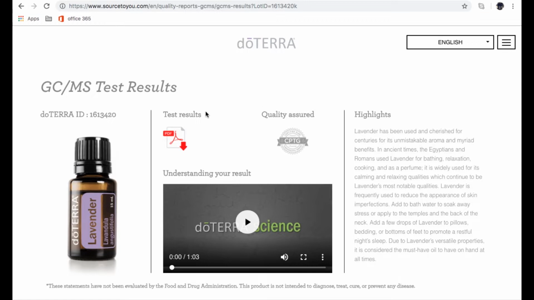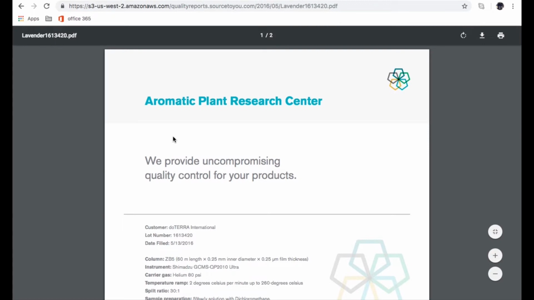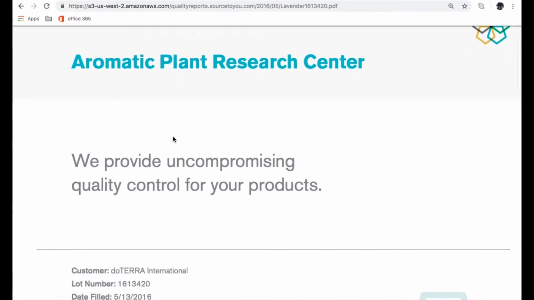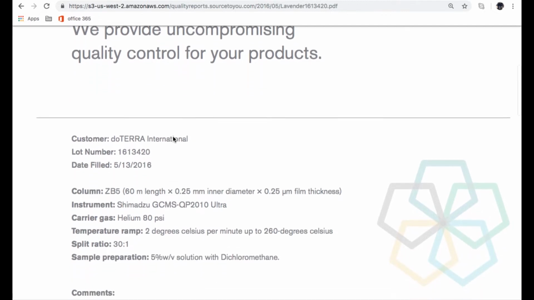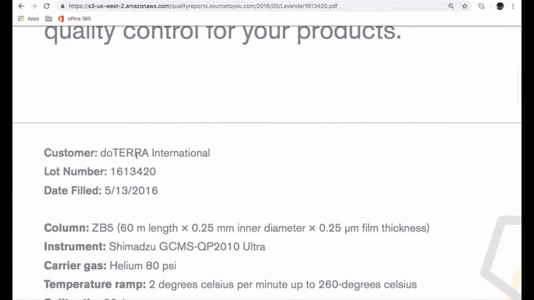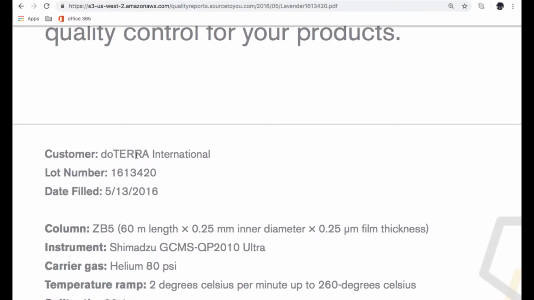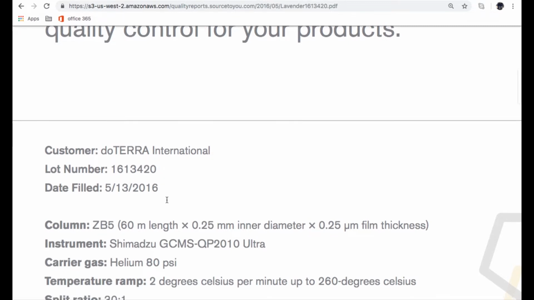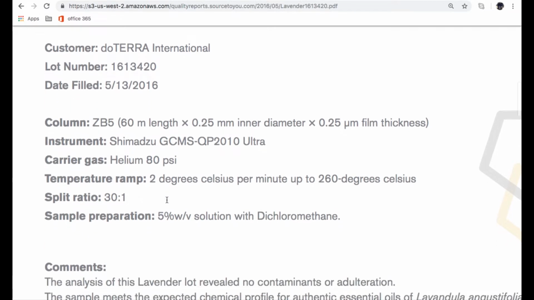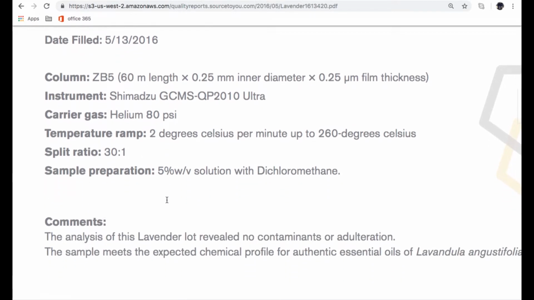When you're on there, you're going to see the benefits of essential oil of lavender, and then the test results. You'll click on test results, and it is the third-party company that doTERRA uses called Aromatic Plant Research Center, or APRC. They have quality control testing that they do. It's going to show that this bottle of essential oil was filled on May the 13th of 2016. There are expiry dates on the bottom as well, and this one is expiring in March of 2021, so it does have a great shelf life.